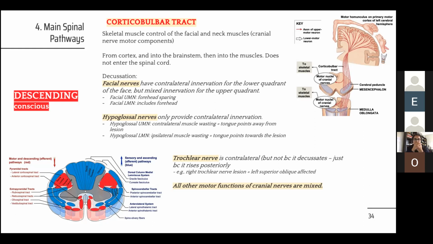The trochlear nerve is contralateral, but that's not because it crosses over, it's just because it rises posteriorly. So if you have something going on with the right trochlear nerve, the left superior oblique is affected. And all of the other motor function of all of the other cranial nerves are mixed.